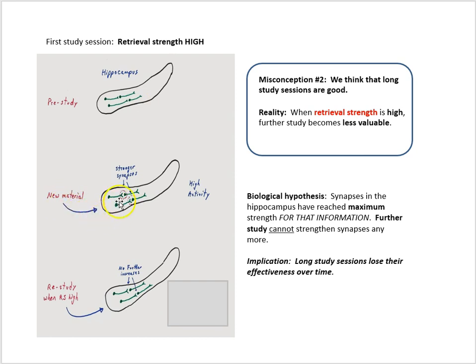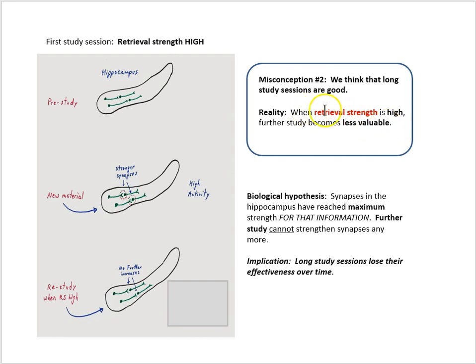We study some new material. Certain synapses are strengthened. That represents the learning. But if we continue to study, we cannot increase those synapses anymore. So misconception 2 is that we think that long study sessions are good. The reality is when retrieval strength is high, further study becomes less valuable.